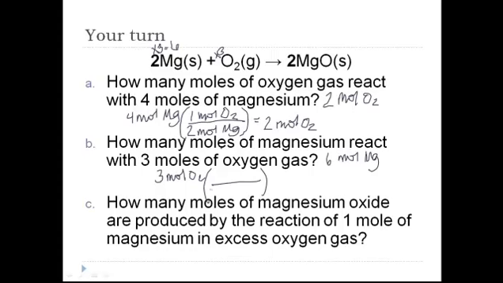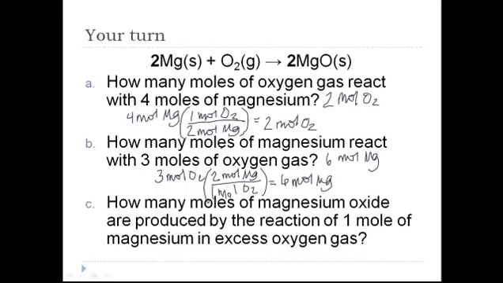Make a fraction. Coefficient of oxygen goes on the bottom because we want to get rid of it. And we're looking for magnesium, so that coefficient goes on the top. 3 times 2 is 6, divided by 1 is 6. There we go. All right, letter C.